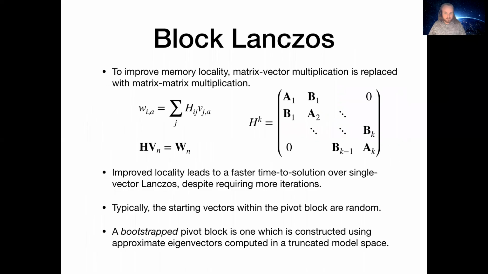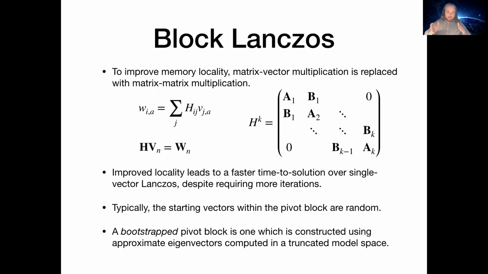Now let's talk about block Lanczos. Block Lanczos is just like regular Lanczos, except you replace the matrix vector multiplication with matrix multiplication. So instead of a tridiagonal matrix H, like you saw last slide, to the right you see H, which is block tridiagonal. This leads to faster time to solution because you improve the data locality.